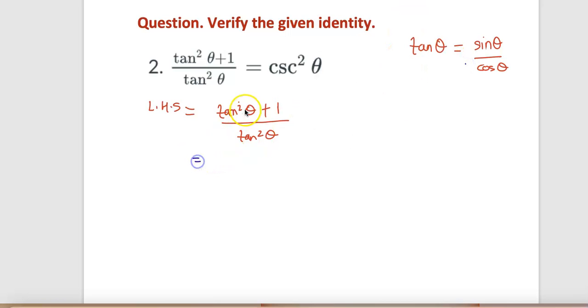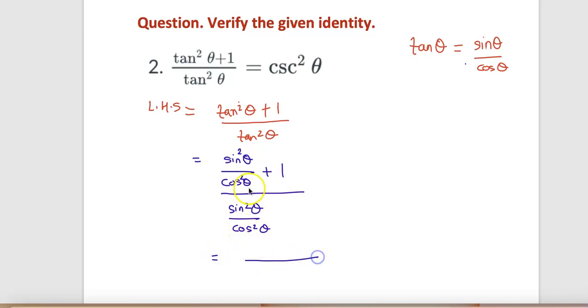So when I see in the numerator it says tangent square theta, I can write it over here: sine theta over cosine theta. Now you see there's a square, so I have to put a square over here, and there's plus 1 over here. Similarly, in the denominator, it will be what? Sine square theta over cosine square theta. So let's take the least common denominator. Let's try to solve the numerator part over here. This will be my cosine square theta, and this will be my sine square theta plus cosine square theta.